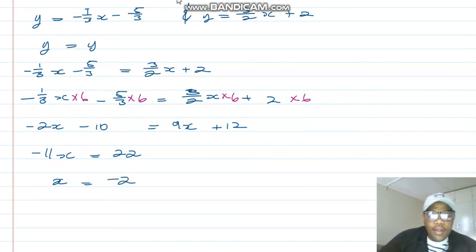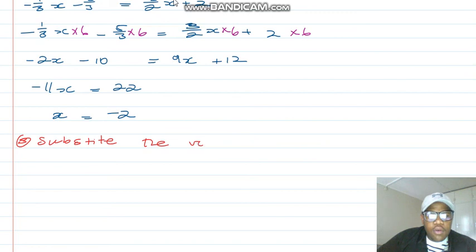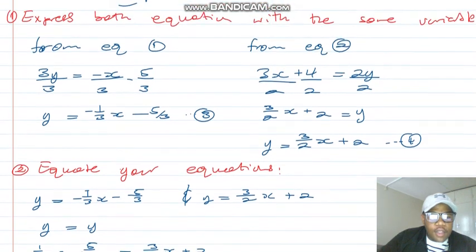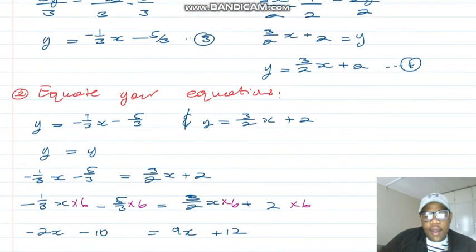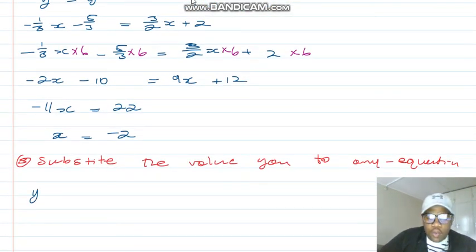What would be my y? I can substitute anywhere. So you found the value of x. Number 3: substitute the value you got into any equation, right? And I mean it when I say any equation. You can substitute it into number 3 or number 4, it doesn't matter. I'm going to substitute it into number 4. Right, let's go ahead and substitute into number 4. That was y is equal to 3 over 2x plus 2. That's what it was.